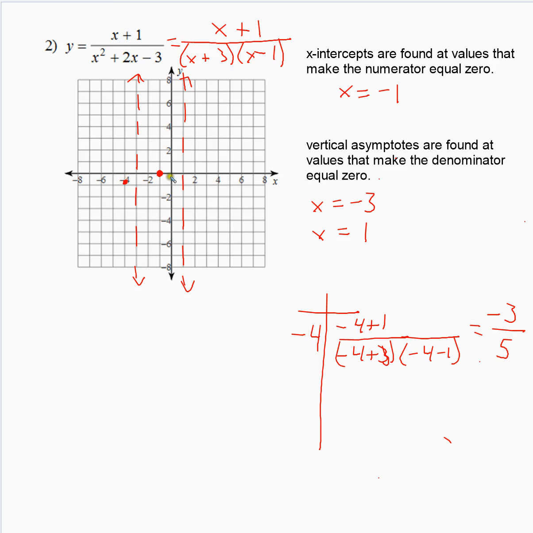Next one over here, let's plug in 0, because 0 is usually easy to plug in. So that's 0 plus 1 in the numerator, and plugging in 0 in the denominator, you'll have 3 times negative 1, which is negative 3. So you get negative 1/3. So when x is 0, our y value is negative 1/3.